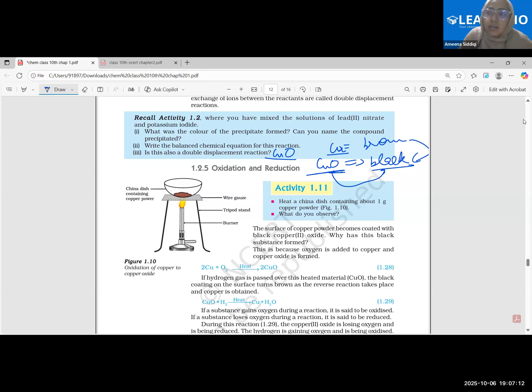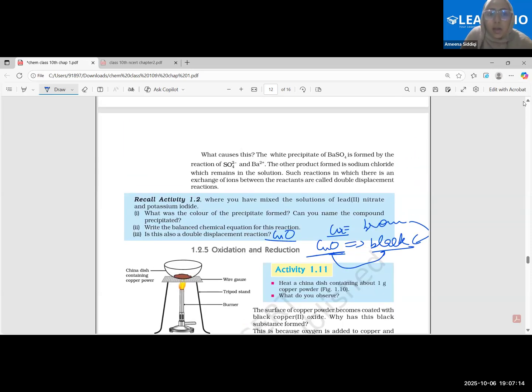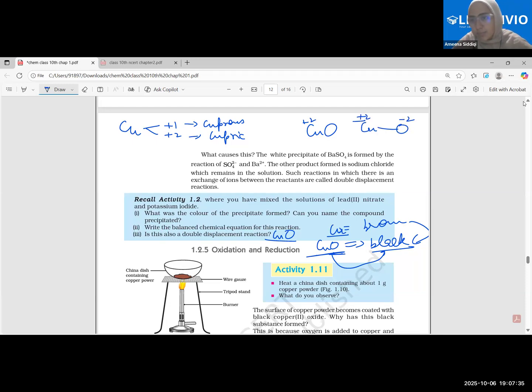Why? Because I've explained this to you in the bridge course. Copper is present in two oxidation states, two valencies, plus one and plus two. If copper is present in the plus one state, it is called cuprous. If copper is present in the plus two state, it is called cupric. Here, copper is bonded to one oxygen atom, which is -2, so copper has to be +2. Therefore copper is in the +2 state. What will we call this? Cupric oxide. Is it clear?